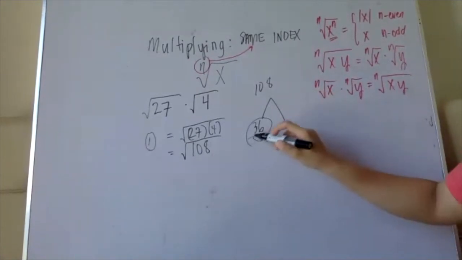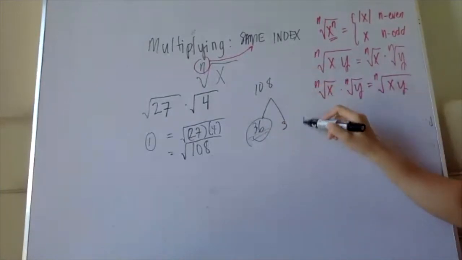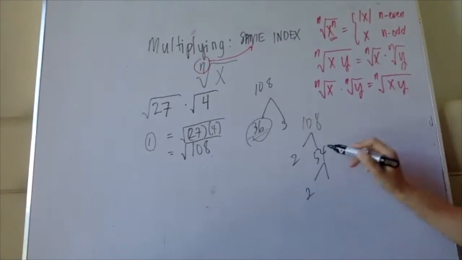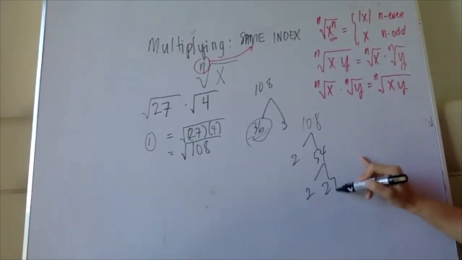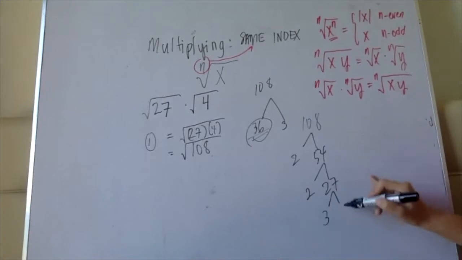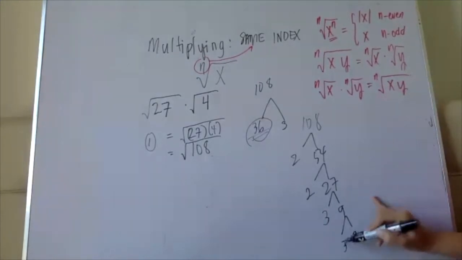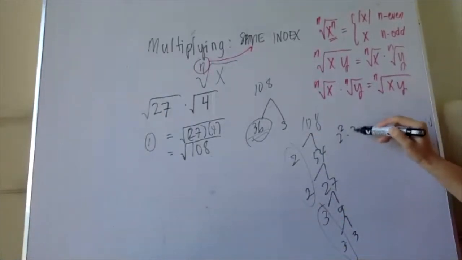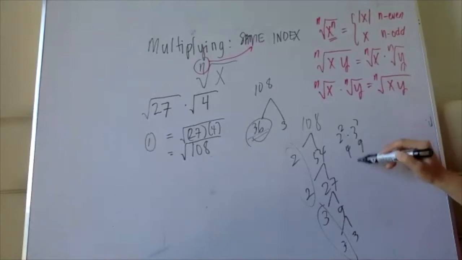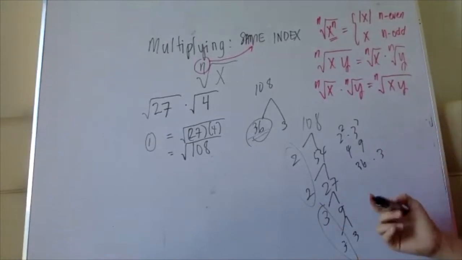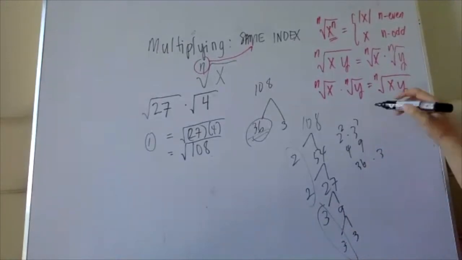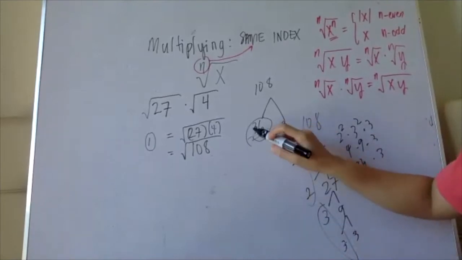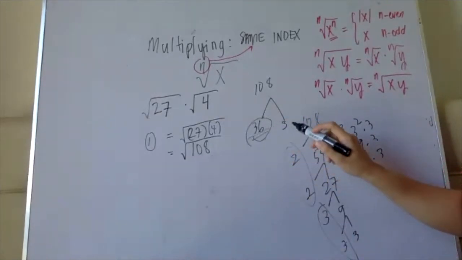Okay? If you don't know that it's divisible by this perfect square, again, you can always do this. 2 times 54, 2 times 27, 3 times 9, 3 times 3. Okay, so you can see 2 squared times 3 squared, 4 times 9, that's equal to 36 times 3. So you can see which ones are the perfect squares. Alright? So anyway, this is the perfect square factor, 36 and 3.